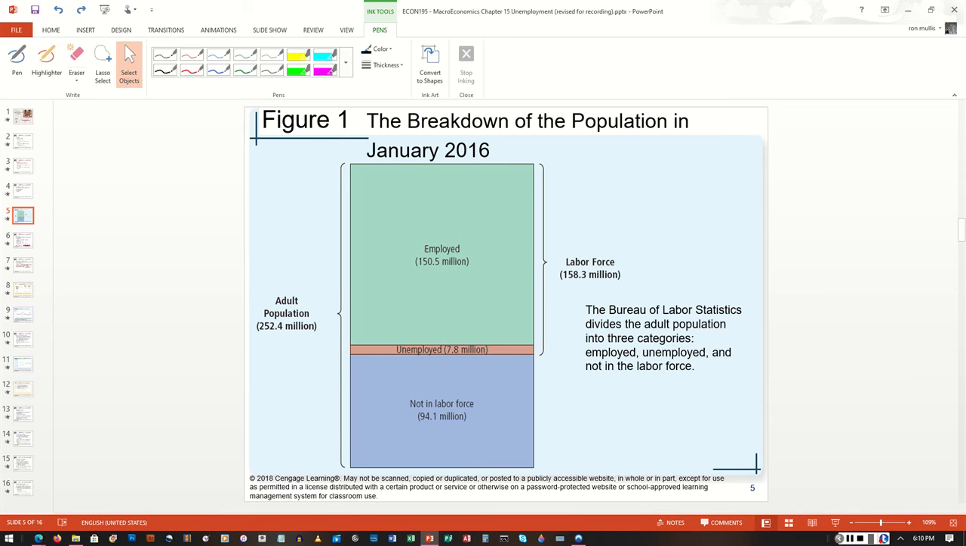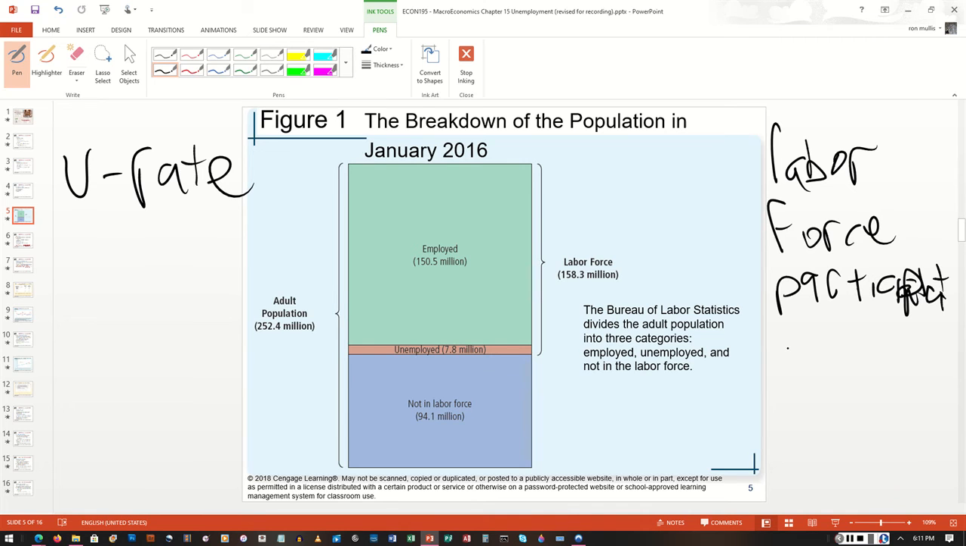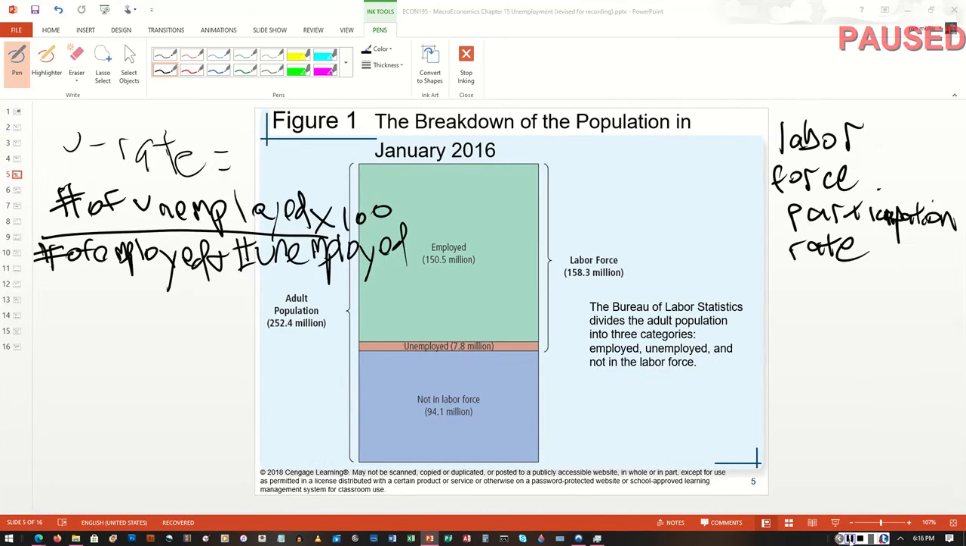Now, by looking at the labor force, we can come up with the unemployment rate. I'll just call the unemployment rate the U rate. We can also come up with the labor force participation rate. The unemployment rate is equal to the number of unemployed divided by the number of employed plus the number of unemployed, and multiply that number by 100.